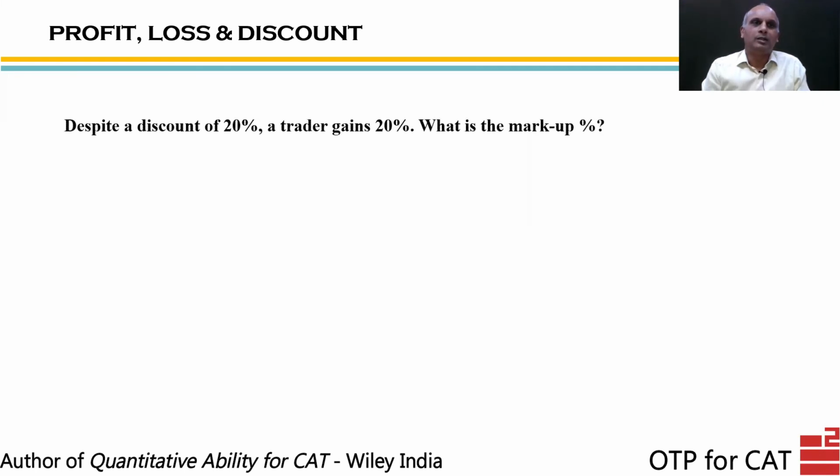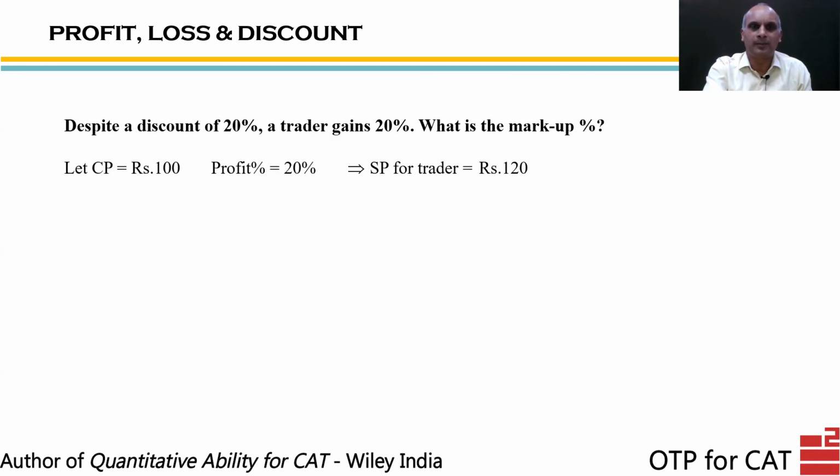One more example. Despite a discount of 20%, a trader gains 20%. What is the markup percent? Let us say CP is 100 rupees. Because everything in the question is in terms of percentage, I can safely assume something to be 100. So I think the easiest way is, let us say CP, the cost price of the article is 100 rupees. The question says the trader gains 20%. It means selling price we can find out as 120 rupees.